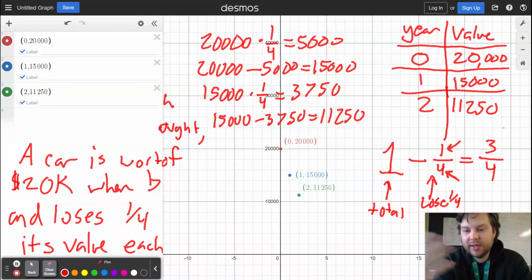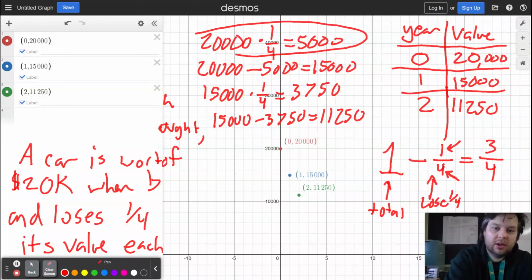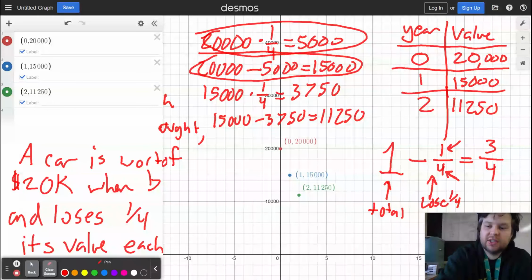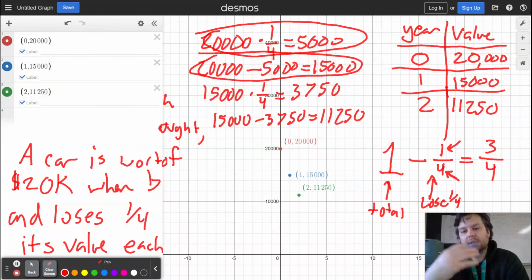And now this is just a one-step process rather than what I was doing here, where I multiplied by a quarter for step 1 and then subtracted it for step 2. I can actually simplify that. I can shorten that and just say it's multiplying by 3/4 for year 1. And for year 2, it's multiplying by 3/4 again. And for year 3, I would just multiply by 3/4 again. And so that gives us the key idea that we can shortcut this process by just multiplying by 3/4 for every year that we own the car.